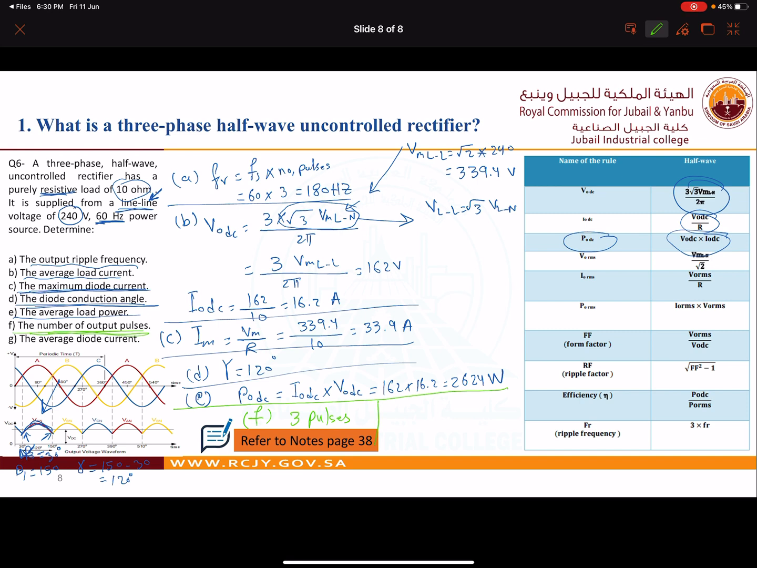Now for G, he said the average diode current. How many diodes do we have? In this part, we have 3 diodes, right? So I average diode is equal to I output DC divided by 3, because we have 3 diodes. So 16.2 divided by 3 should be 5.4 ampere. If I say give me the average diode current, you should divide by 3, because we have 3 diodes, so at each diode the current through them is 5.4 ampere.